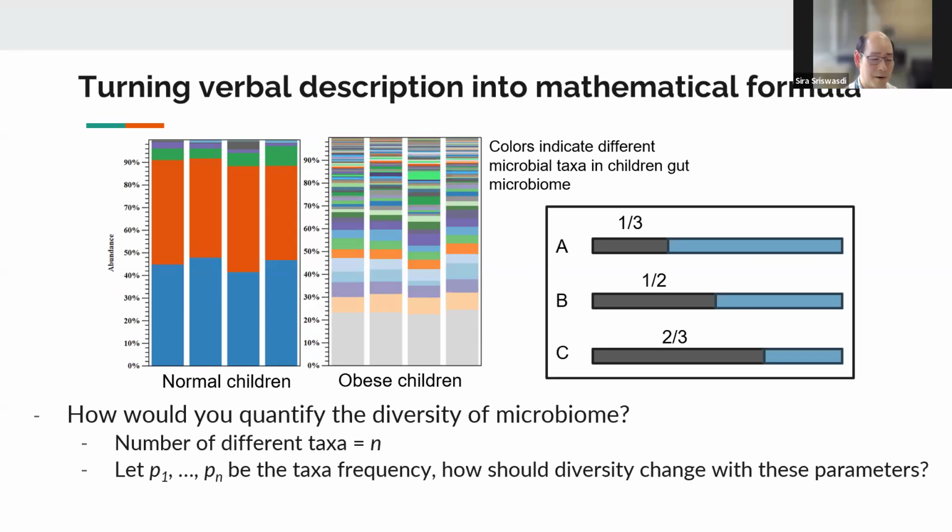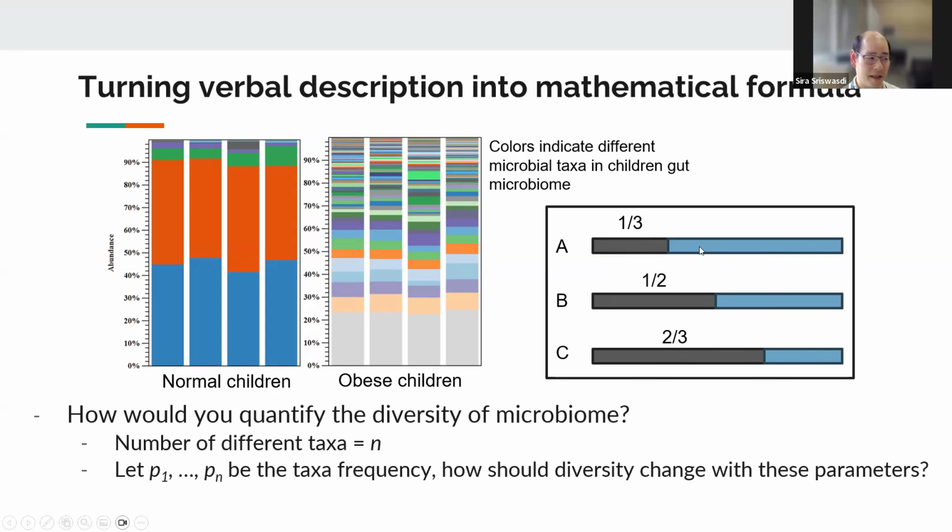Some of you might be familiar with the concept of entropy. So let's say we have 3 situations. In situation A, we have a third of the population being gray and 2/3 being blue. In B, we have half and half, like half gray, half blue. And in C, we have 2/3 being gray and 1/3 being blue. In terms of composition, A and C are different. They have different proportion of gray and blue.